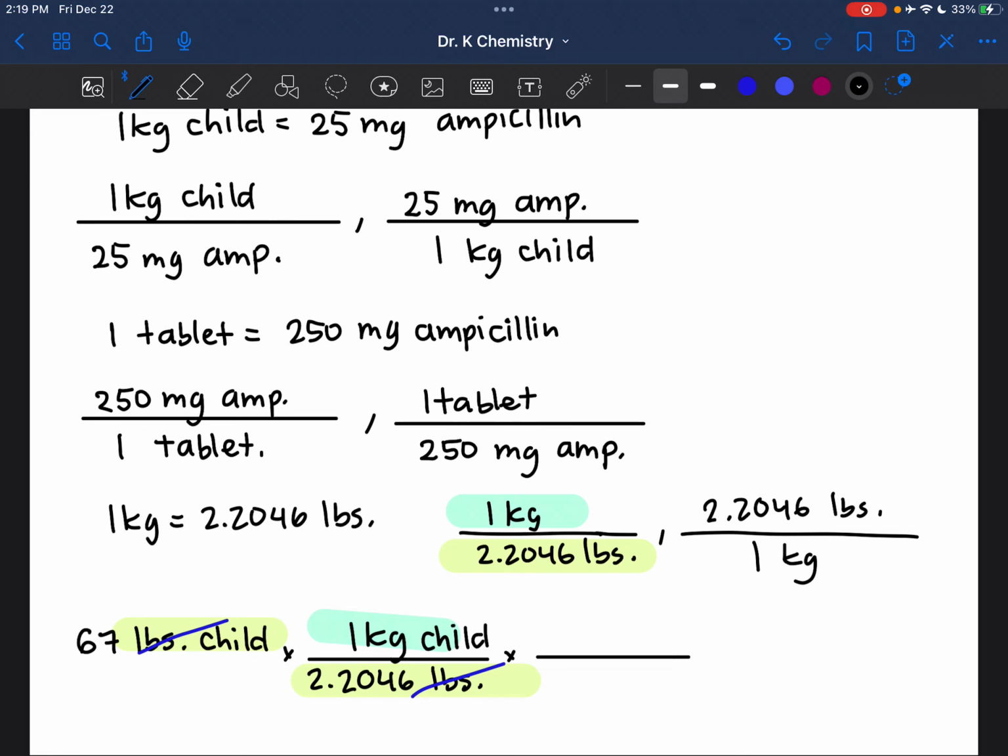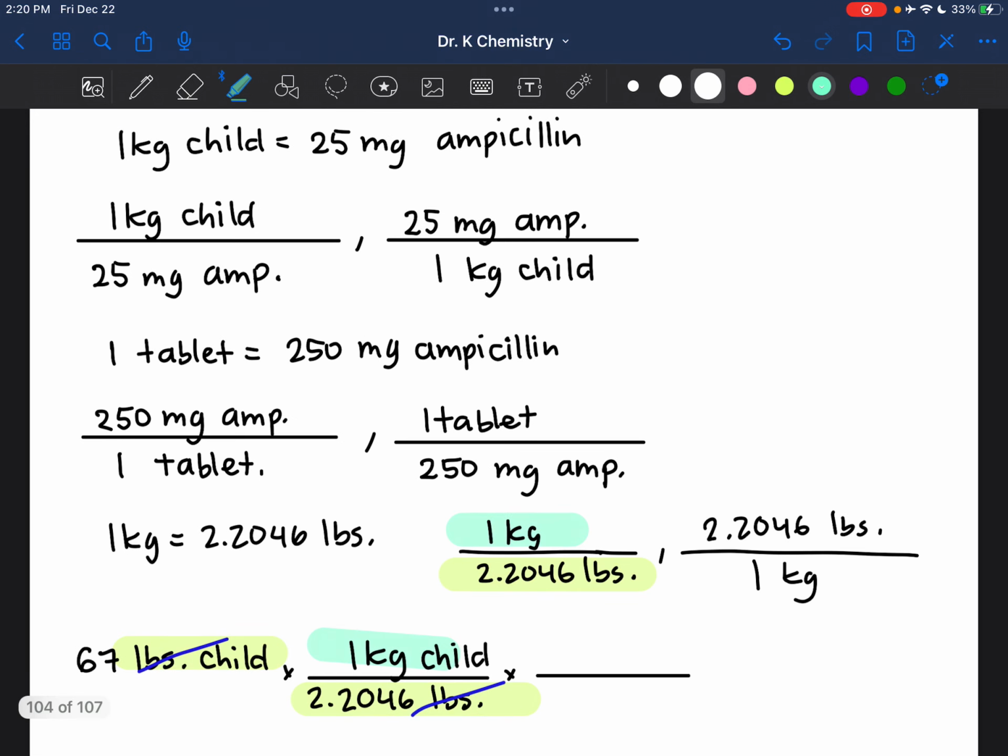Okay, but we're not interested in the kilograms of the child. We want to know how many tablets we need to give them. So looking at the rest of our information here, we do have a connection between kilograms of the patient and the milligrams of ampicillin that we need to give them. And since the kilograms here are in the numerator, in order to cancel that, kilograms will have to go in the denominator. And of these two conversion factors that connect kilograms to milligrams, this is the one that contains kilograms in the denominator. So that's what we're going to use, and then we're going to put the milligrams of ampicillin in the numerator.